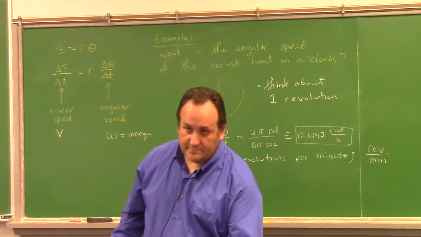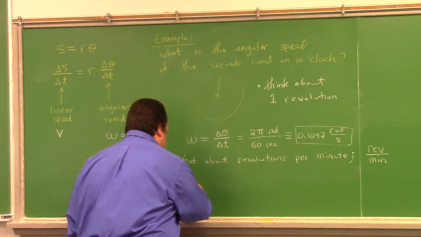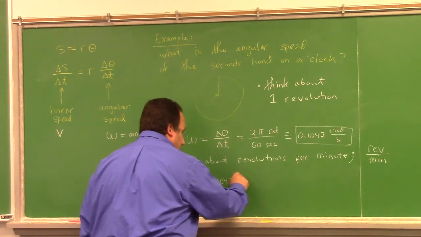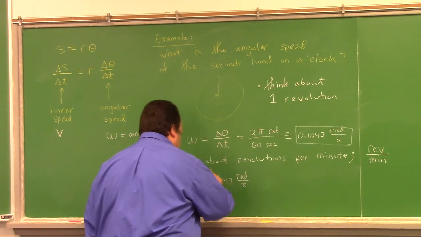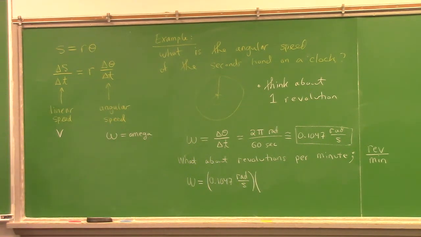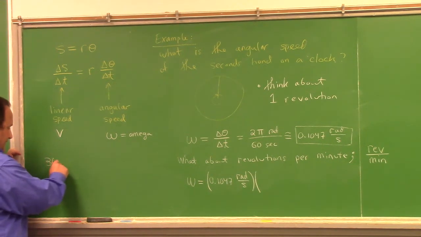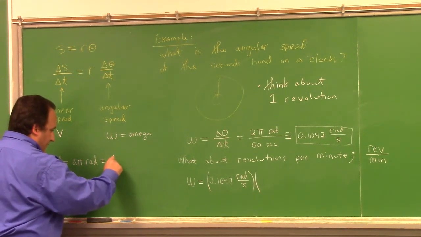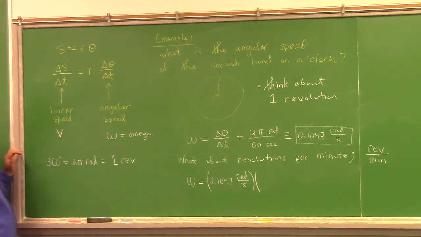So how can we convert? I'll start down here, omega equals 0.1047 radians per second. And I want to multiply by unit conversion factors. So how do I change a radian to a revolution? What's the relation between radians and revolution? 360 degrees equals 2 pi radians equals 1 revolution. This is the relation between revolutions, radians and degrees.